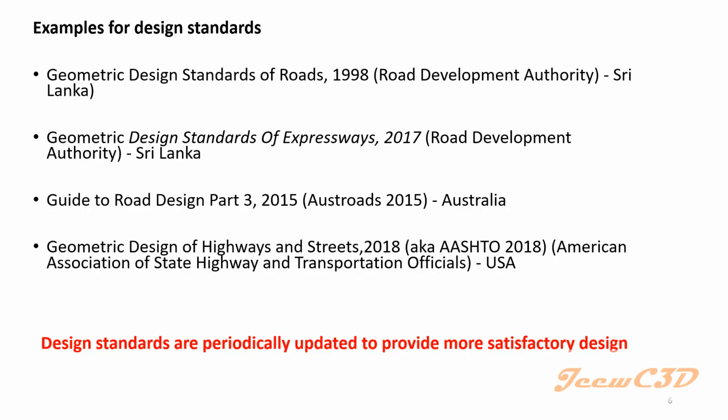In the USA they have Geometric Design of Highways and Streets 2018, which is the latest publication. It is also known as AASHTO 2018, published in the USA. These guidelines are periodically updated to provide more satisfactory design, because the world is changing every day, so we have to create more sustainable and more suitable design standards for the modern world. These standards are modified periodically to get satisfactory designs for roads.